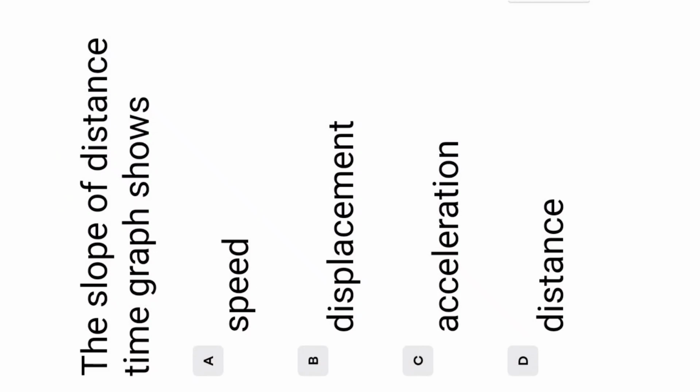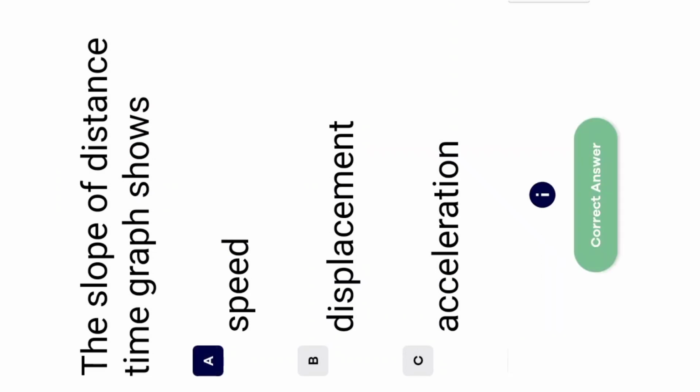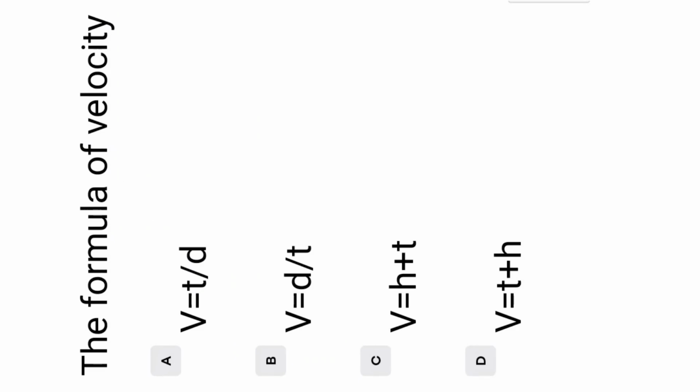The slope of a distance time graph shows A speed, B displacement, C acceleration, D distance. The correct answer is speed. We take A. The formula of velocity: A, V is equal to T over D, B, V is equal to D over T, C, V is equal to H plus T, D, V is equal to T plus H. The correct answer is option B, V is equal to D over T.